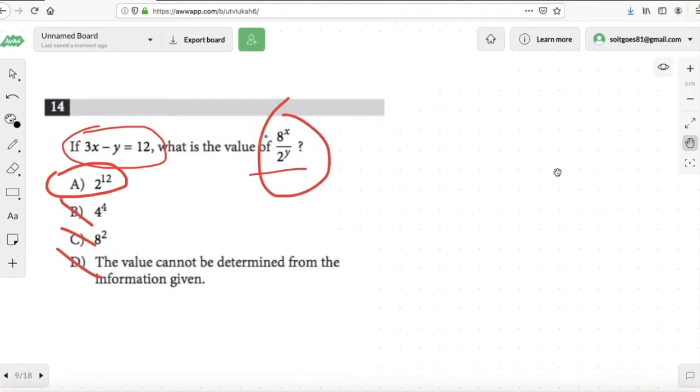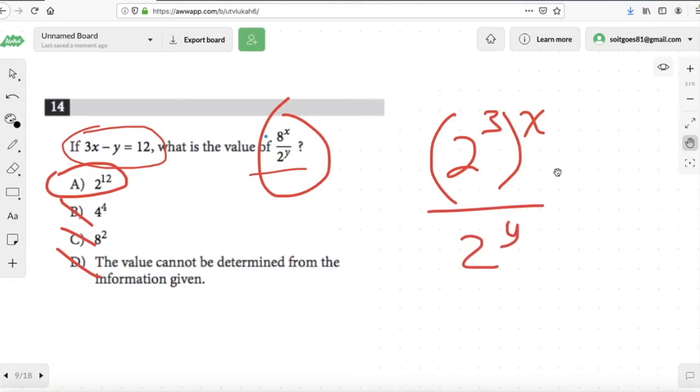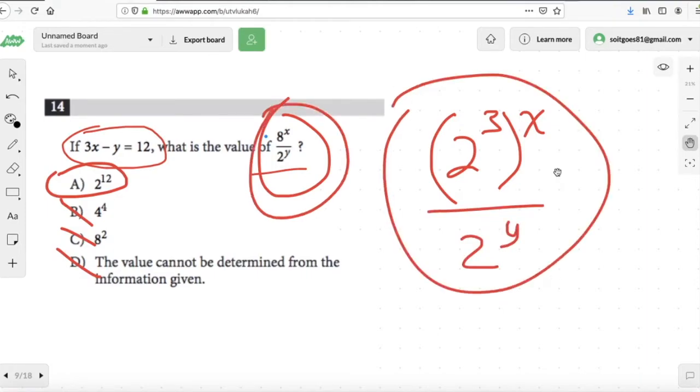Okay, but you can't do that because you've got 8 in the numerator and a 2 in the denominator. But again, if we create a like base in 2, we're going to express 8 in terms of 2, so that's 2 to the power of 3, to the power of x, over 2 to the power of y. Does it make sense why those expressions are equivalent? This one and this one? Does that make sense, guys?